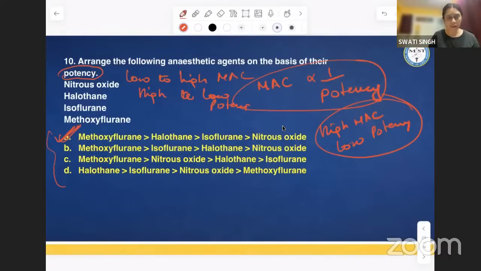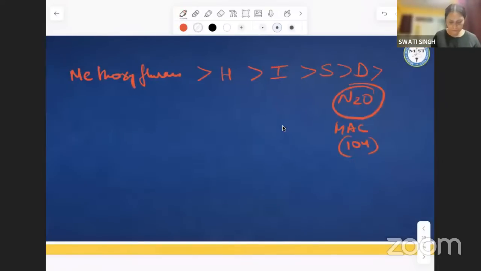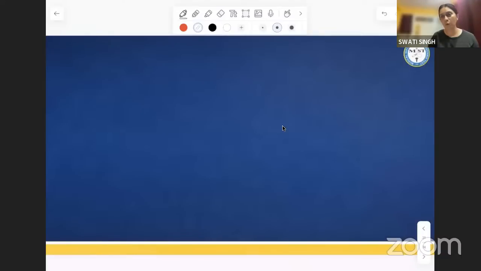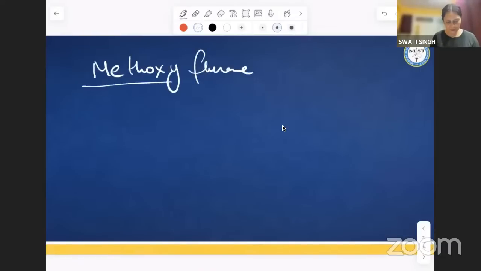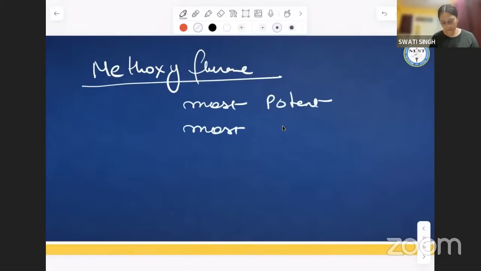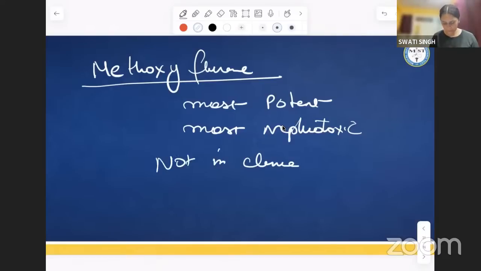Guys, methoxyflurane is not in clinical use, but there are two things you have to remember about it. It is most potent and it is most nephrotoxic. It has the highest potency and it is most nephrotoxic. That's why it is not in clinical use. Remember, it is not in clinical use, but it is most potent. Next question.